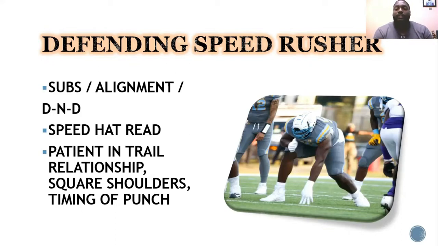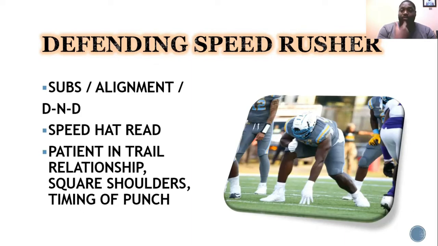So based on personnel, one of the ways you can know a speed rush is coming is substitution. When you see a different number come in, and we teach our guys who those speed rushers are, they know that they have to prepare as an offensive tackle for a speed rusher.